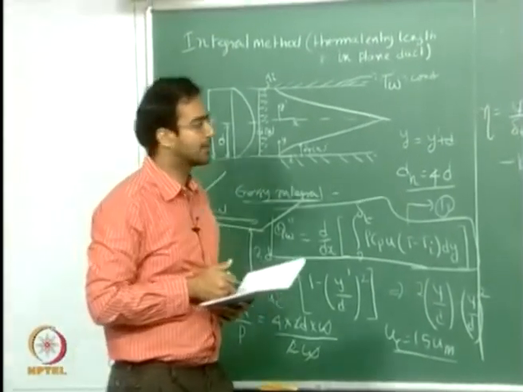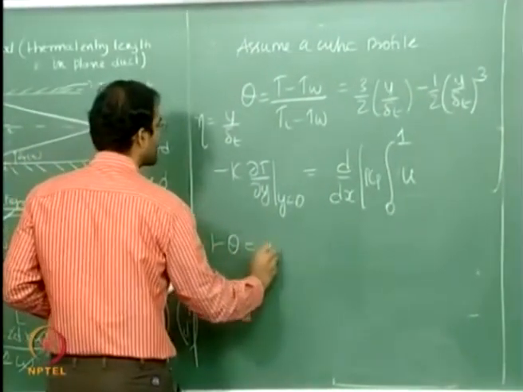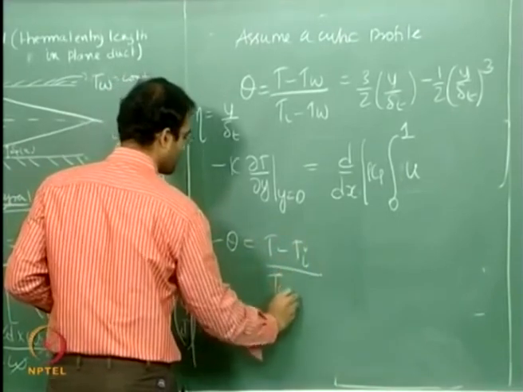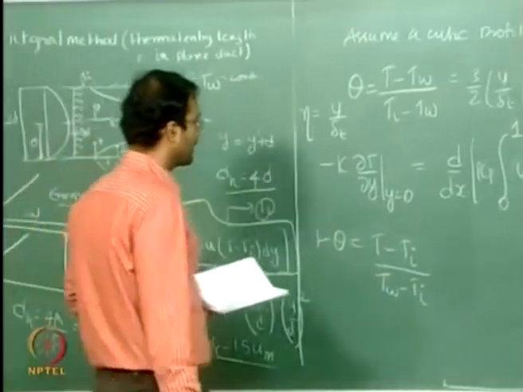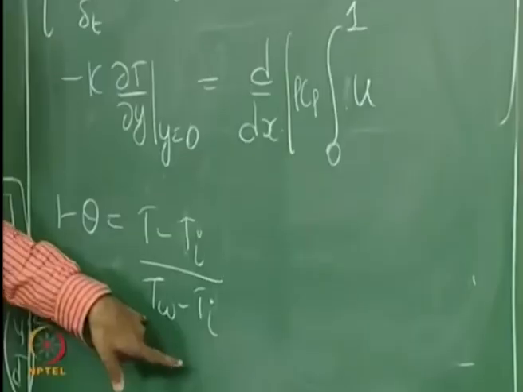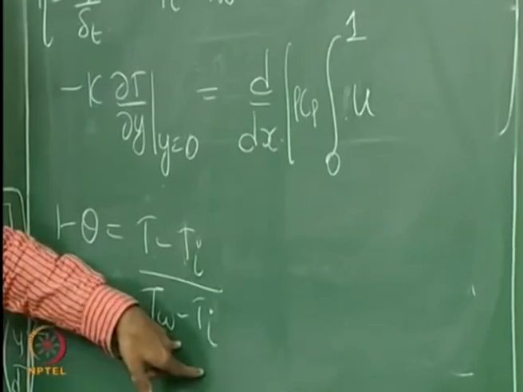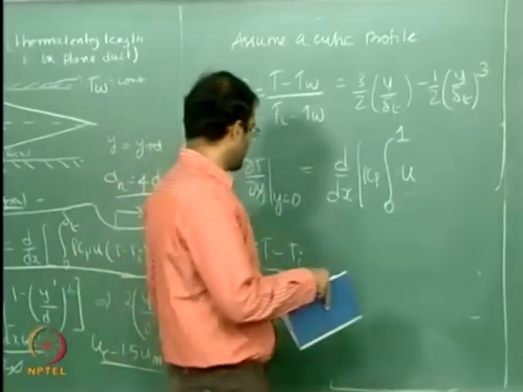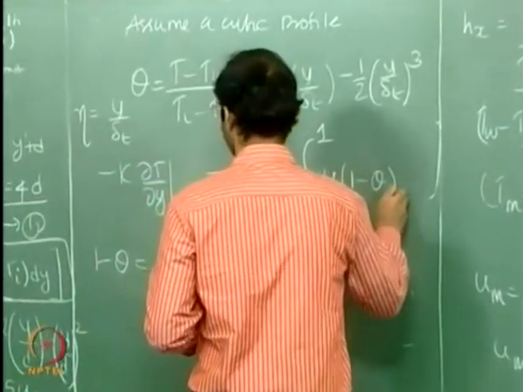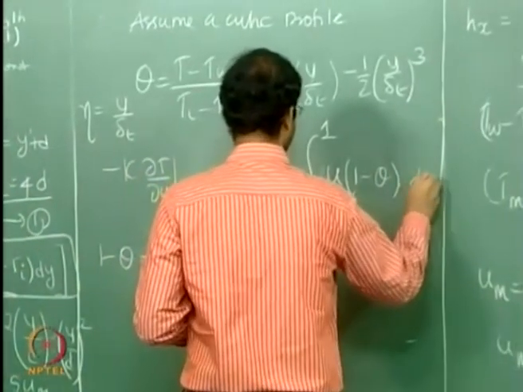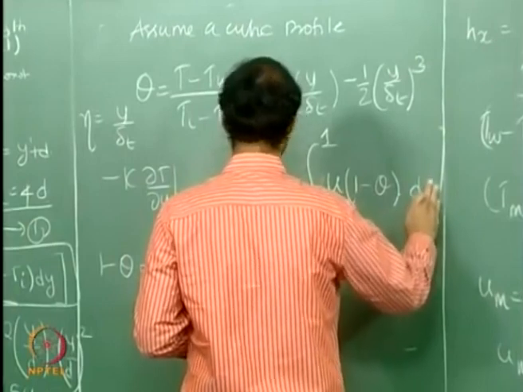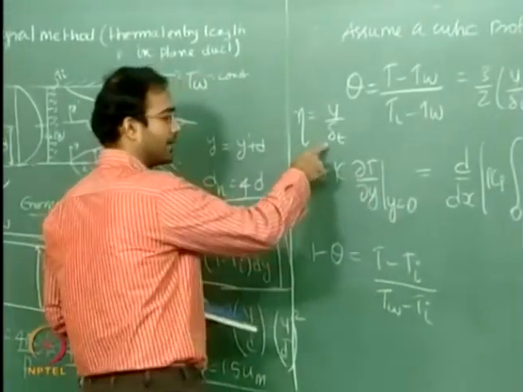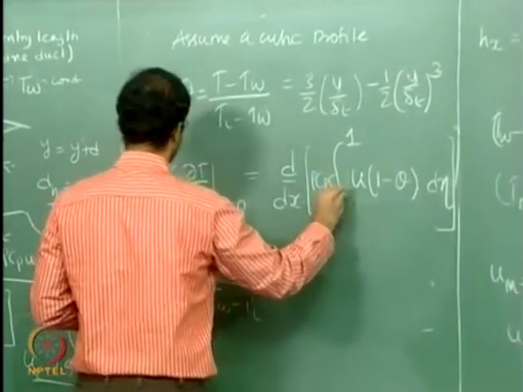So how do I express T minus Ti in terms of theta? 1 minus theta is (T minus Ti) by (T wall minus Ti). T wall minus Ti is constant because my wall temperature is constant and the inlet temperature is constant, so I can introduce T wall minus Ti on both sides and it will get cancelled off. So this can be written as u into (1 minus theta) into dy. Instead of dy I substitute in terms of eta, and if I convert y to eta I have to multiply by delta t. So there is a delta t also coming here.